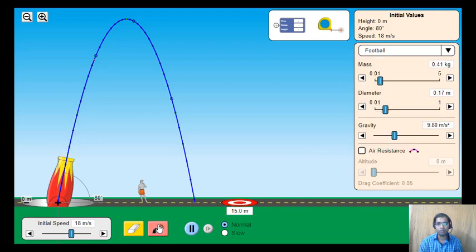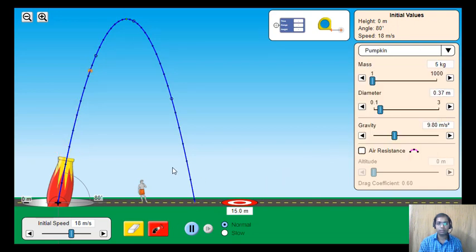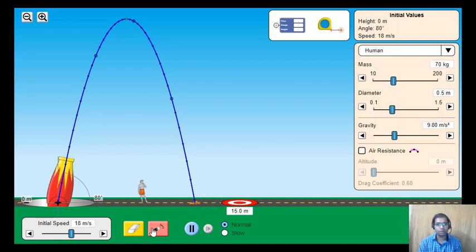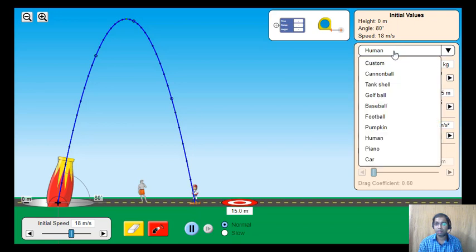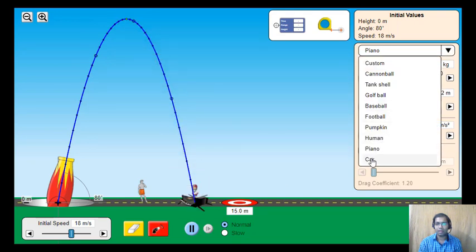Let's look at a football. It's the same path. The pumpkin. And yeah, it is smashed. Now let's do a little bit of circus. Let's see if we can launch a human. And let's see what path the human takes. Wow, the same path. For fun, let's look at a piano. It's broken. And let's look at a car.